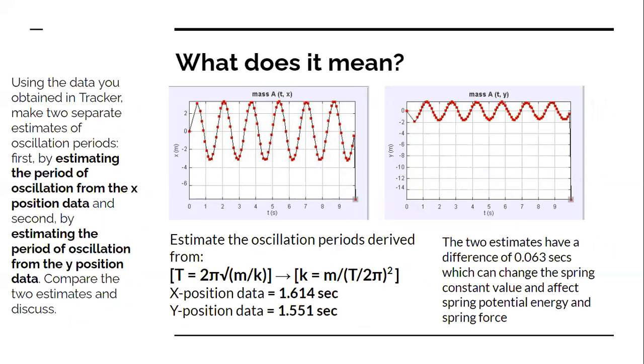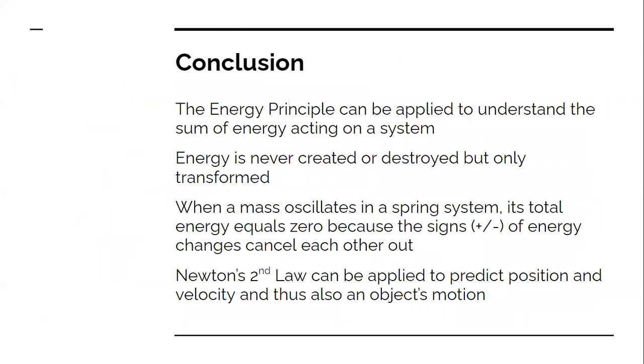The difference between these estimates is actually important, because we can derive the formula T equals 2 pi times the square root of the mass divided by the spring constant, and when we rewrite it in terms of the spring constant, we can see how T affects that value. So with the different values that we get from the x position data and the y position data, we understand how the spring constant value can change and also affect the spring potential energy and spring force acting on the system.